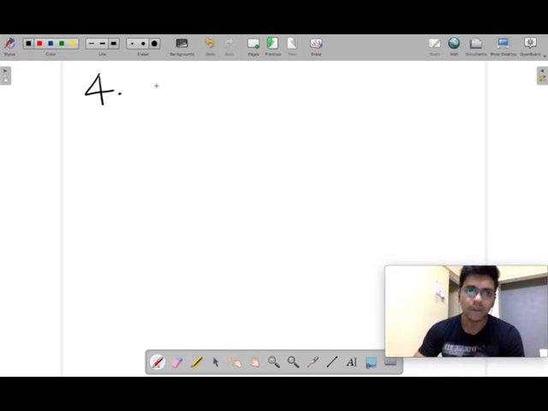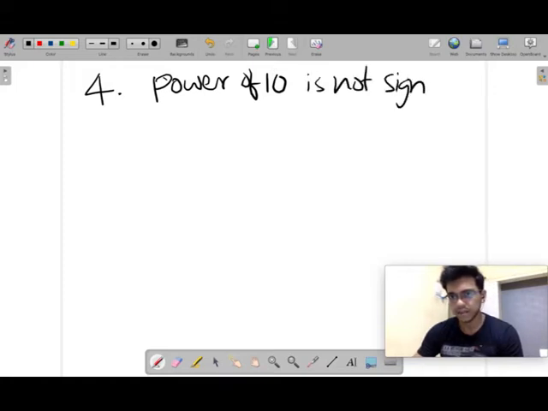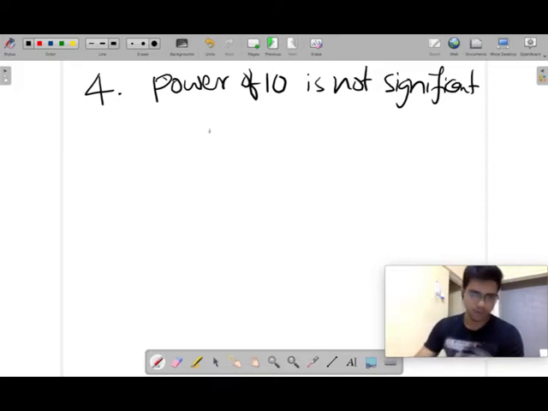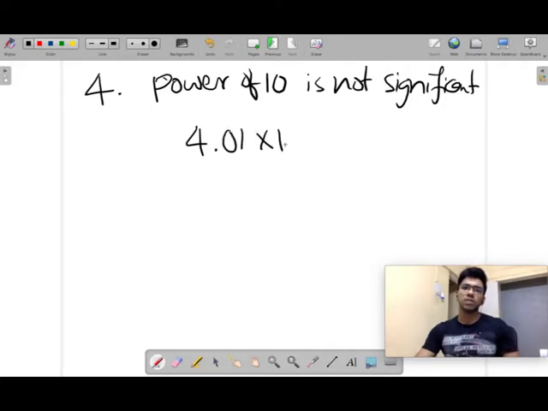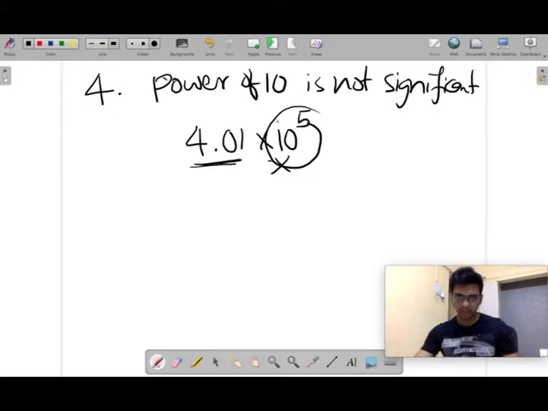Now rule number 4 is power of 10 is not significant. Now what do I mean by that? If I give you any number, something like 4.01 into 10 to the power 5. Now this 10 to the power 5, there are 5 zeros here. This does not count in significant digits. So we are only interested in this portion. Whenever you see something like this, it is usually what we call a scientific notation. These are not trailing zeros, so this is a power of 10. So power of 10 is not significant at all. So we're not supposed to count any significant figures here. So 4.01 has just 3 significant figures here.